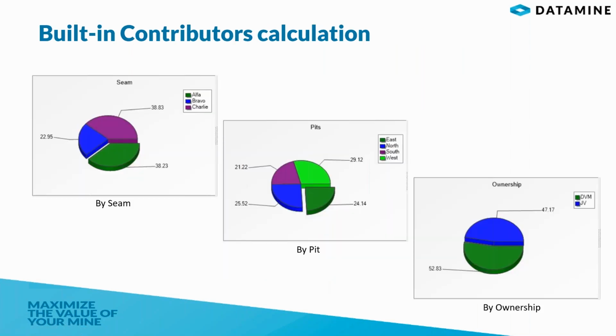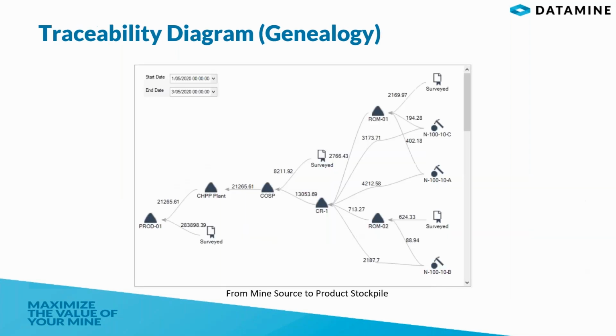And you can see now the contributing factors or contributing ratio by seam, by pit, by ownership, or any other contributing entity that you define. And then from there, MineMarket will show you the genealogy of all the flow from source to your target stockpile. All right, we'll leave it at that, and I will switch to the MineMarket application now, so we can show you how to configure and use the contributors function.